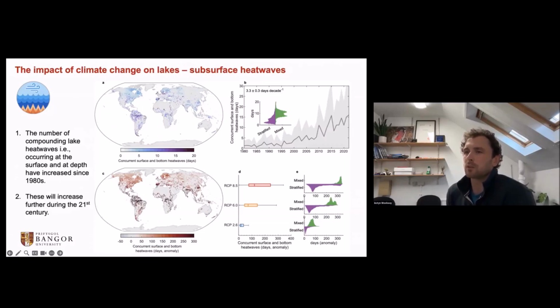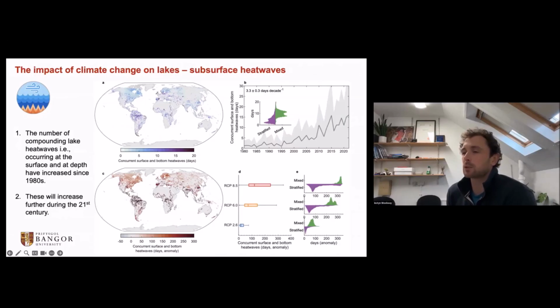What we find is that the number of compounding lake heat waves, i.e. where they're occurring at the surface and at depth, have increased since the 1980s. And this is shown here on panel B on the top right. So you see this long-term increase in the number of compound surface and bottom heat waves.